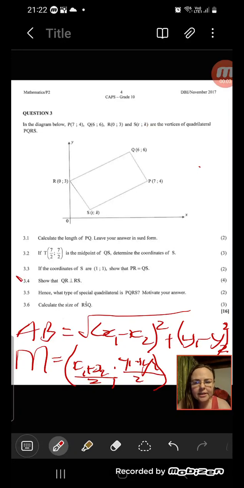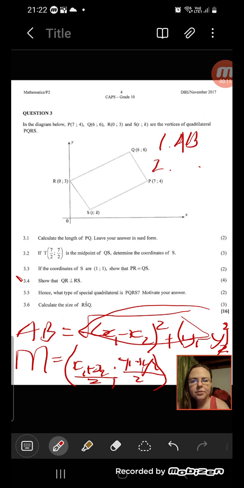Okay, so you're going to write out your formulas. Number 1 is going to be AB is equal to this whole thing. Number 2 is the big M for McDonald's, which is your midpoint. It's x1 plus x2 divided by 2. It's the average between the two. Divided by 2, that's your midpoint.